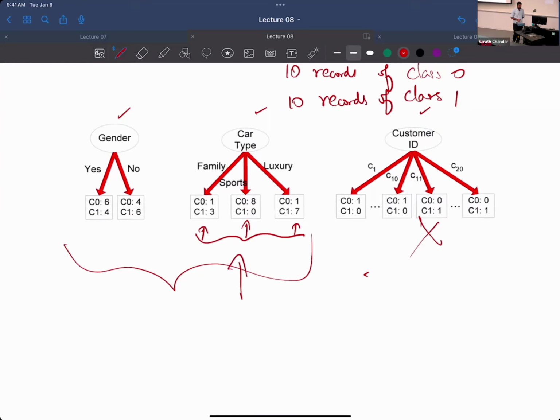Now, what logic did we use here? The logic that we use is that after the split, I want to see only one class as much as possible. In other words, we are looking for splits which result in homogeneous nodes. By homogeneous, I mean there is just one class, or close to being homogeneous, right? So the criterion for splitting is that nodes with homogeneous class distribution are preferred.